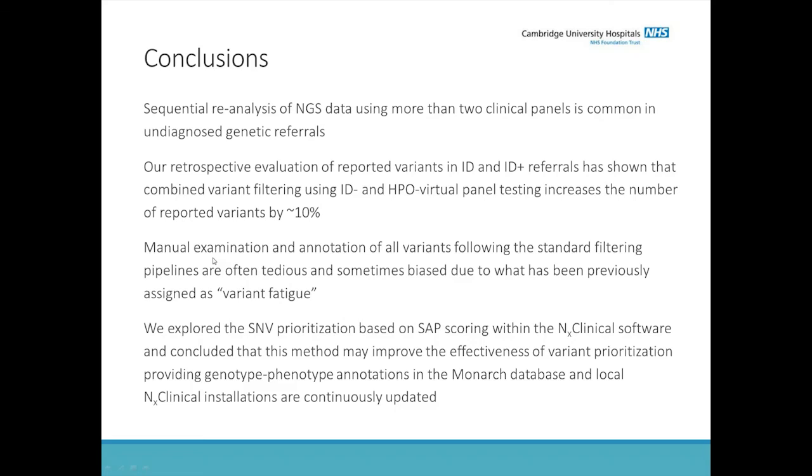And then, as you can imagine, once you increase the number of variants which you filter for a certain referral, it becomes more tedious to manually examine all those variants, and this could be overcome by using prioritization tools such as the subscoring within the NX Clinical software. So this may improve the effectiveness of variant prioritization, providing that the local installations of NX Clinical are continuously updated. So that's my learning point.